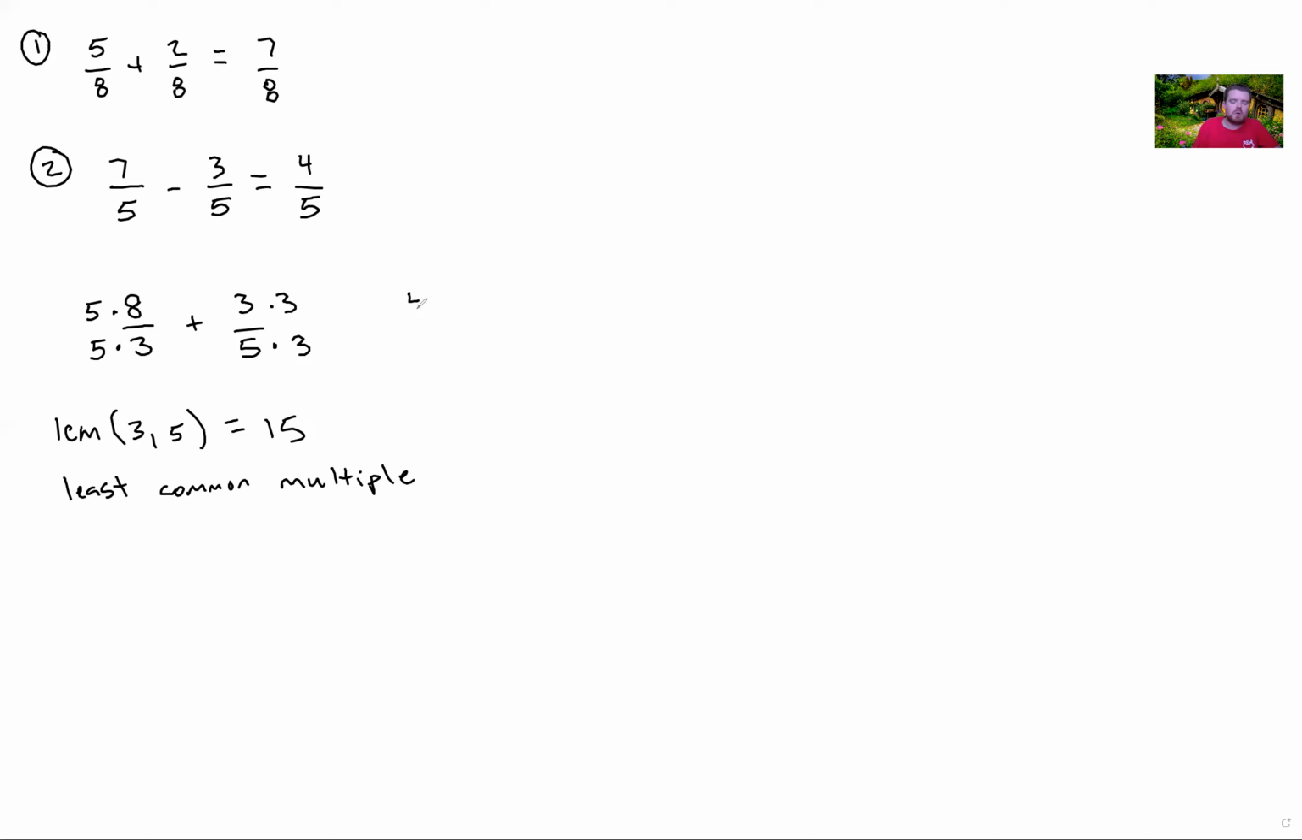Once we do that, we do a little arithmetic. That becomes 40/15 plus 9/15. Once that's done, I can add straight across to get 49/15. So you're changing it so that they have the same denominator, and then it's just like numbers 1 and 2. It's going to be the same process for subtraction.